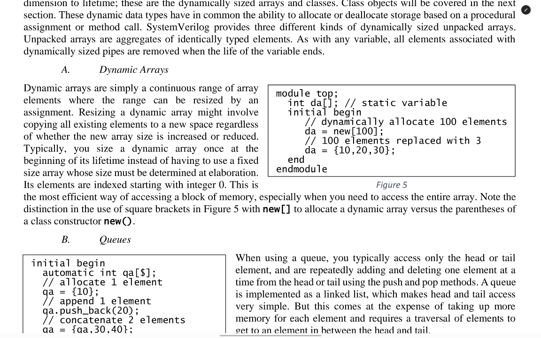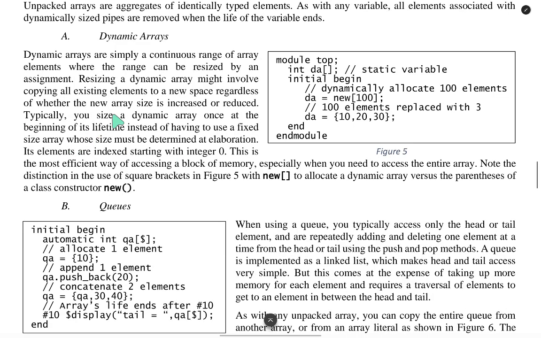by an assignment. Resizing a dynamic array might involve copying all existing elements to a new space, regardless of whether the new array size is increased or reduced. Typically, you size a dynamic array once at the beginning of each lifetime instead of having to use a fixed size array whose size must be determined at elaboration. Its elements are indexed starting with the integer 0. This is the most efficient way of accessing the block memory, especially when needed to access the entire array.